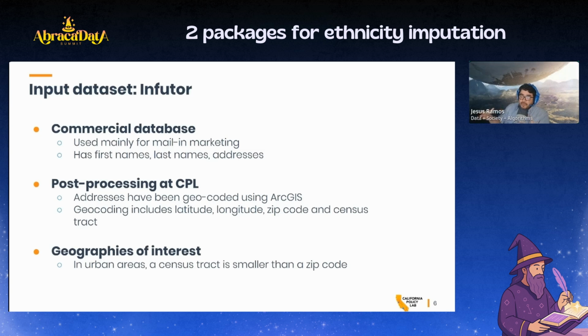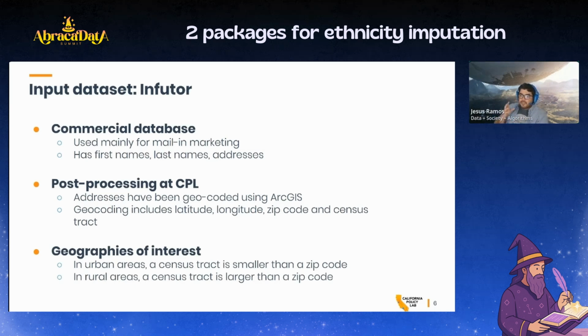It's basically a geographic area that the U.S. Census Bureau uses to divide the census effort. Now, in urban areas, a census tract is smaller than a zip code. So when we use a census tract, we have a higher chance of being more precise, even with models that favor coverage instead of accuracy. However, for rural areas, a census tract is larger than a zip code.